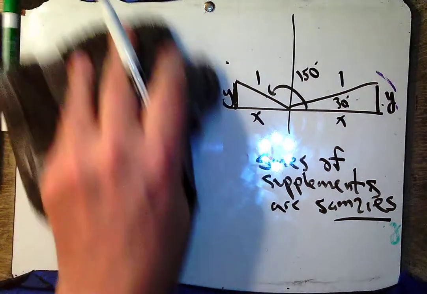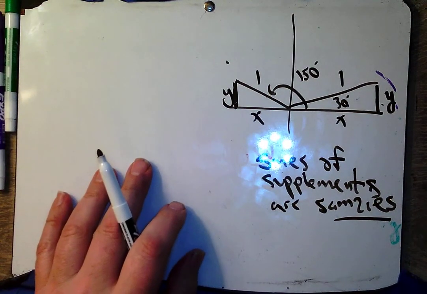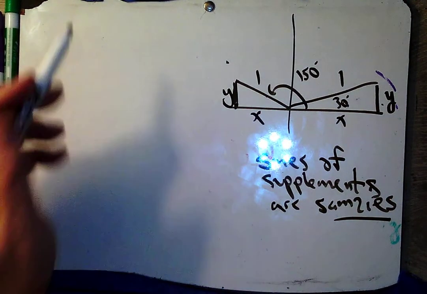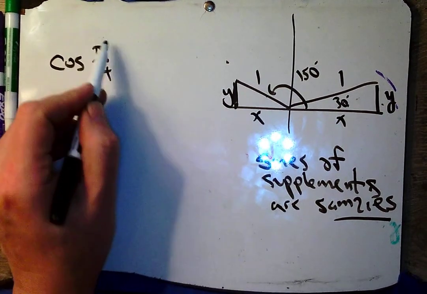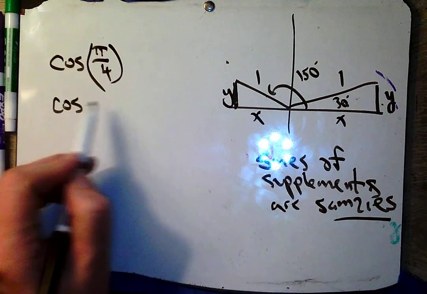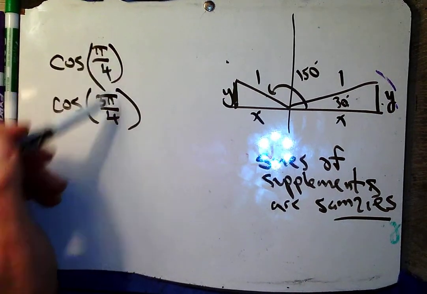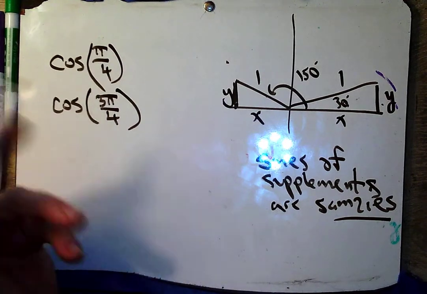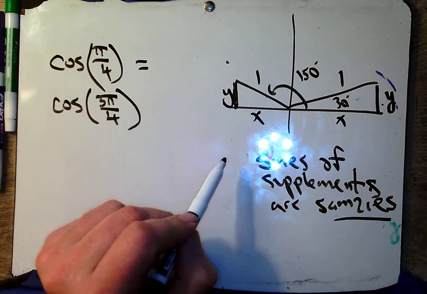Okay. So, what about the cosine of supplements? Can we say anything about the cosine of supplements? Let's take a look. Cosine pi over 4, cosine 3 pi over 4. These are supplementary angles because when I add them together, I get pi. Okay, what do you know about the cosine of pi over 4?